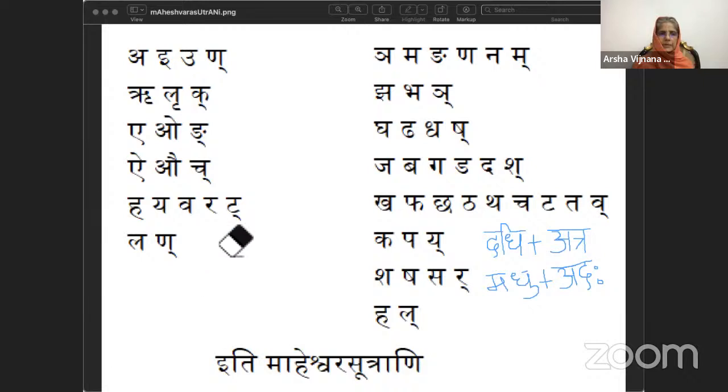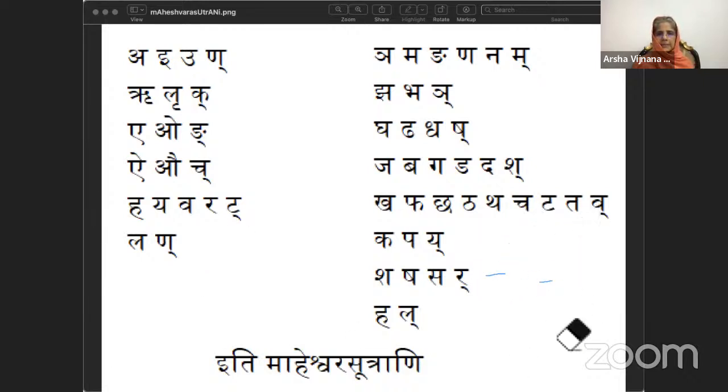Now we will look at some of the pratyaharas that come into play for the consonant sandhis, and what they mean, etc. So let us look at that. Let me open up one document. I had it open, but somewhere it went away.